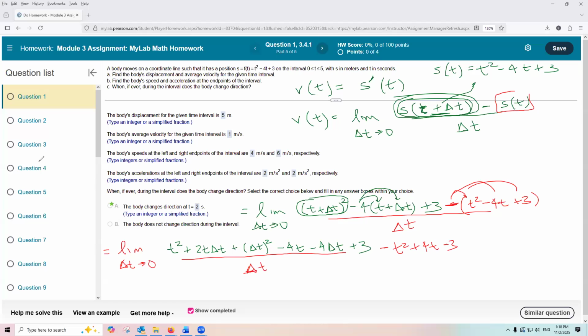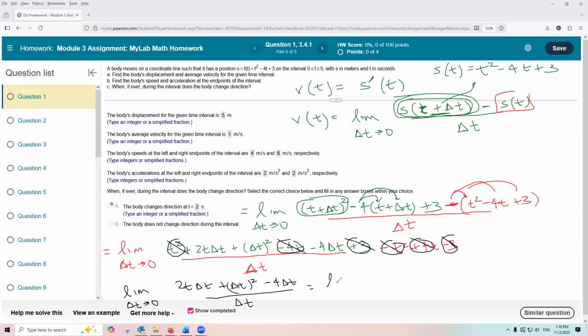All right, let me try to cancel out some parts of the numerator here. It looks like we have a t squared and a minus t squared, so those cancel. Minus 4t plus 4t and plus 3 minus 3. All right, let's see what's left then. We have the limit as delta t goes to 0 of 2t delta t plus delta t squared minus 4 delta t all over delta t.